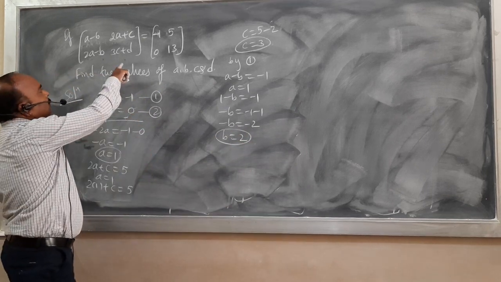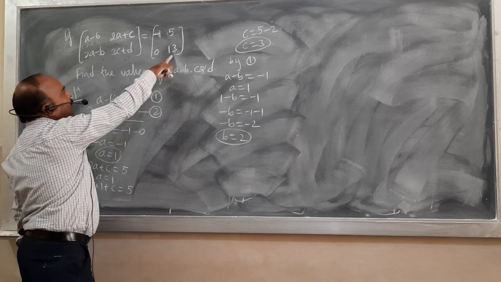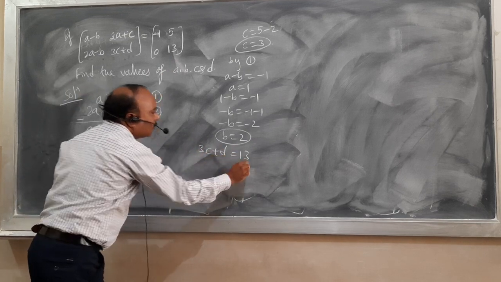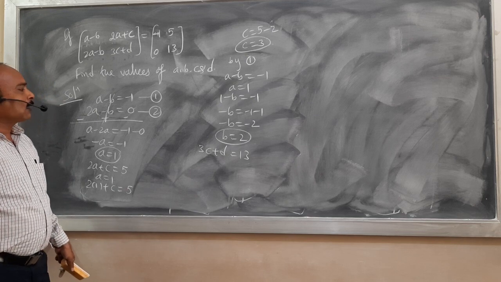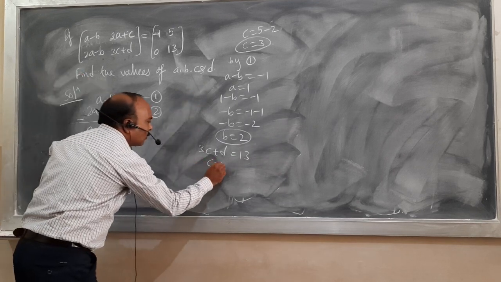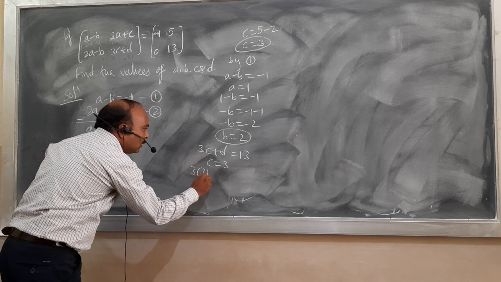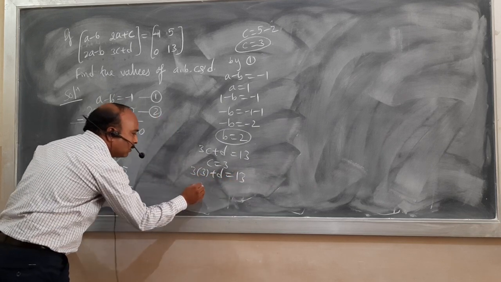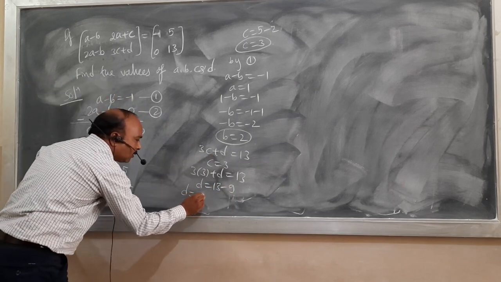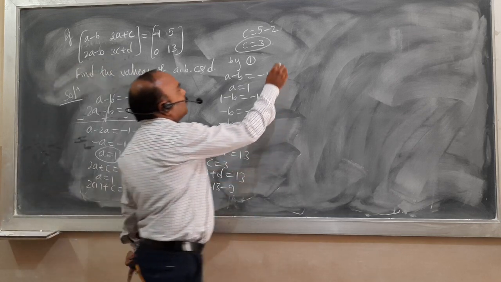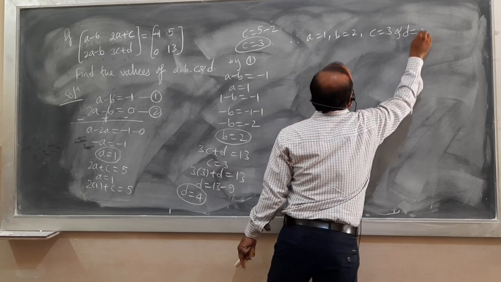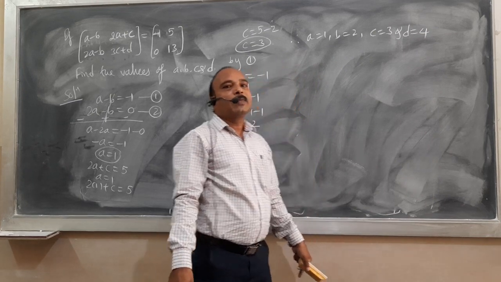Next you go for corresponding elements 3c plus d and here 13. 3c plus d equal to 13. Because you want d value, already 3 values are calculated. Put the c value. C value you got already 3. C equal to 3 you substitute. Then you get 3 into 3 plus d equal to 13. Then you get d equal to 13 minus 9. Take 9 to this side. Then you get d equal to 4. Therefore, we get a equal to 1, b equal to 2, c equal to 3, and d equal to 4. These are solutions for the given example.